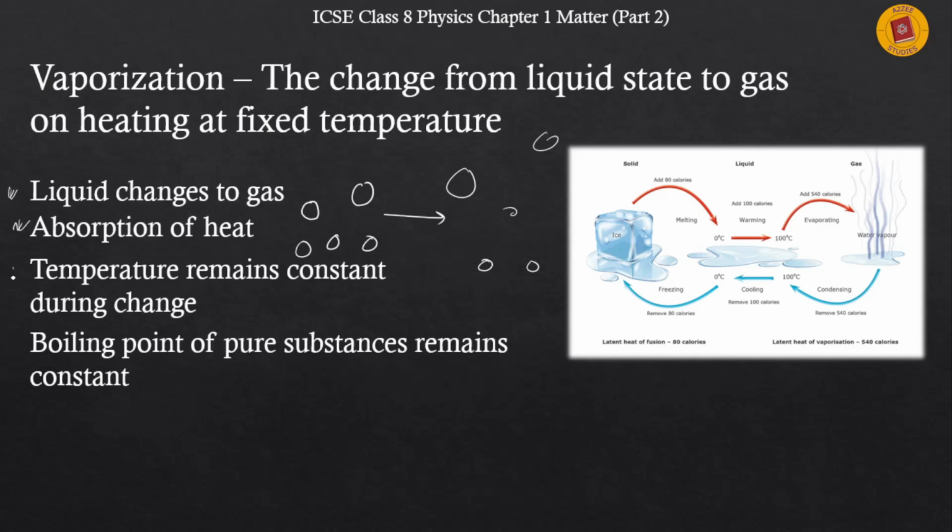Temperature remains constant during change. This is the same phenomenon. If we take water at boiling point, when it is just boiling, the boiling point of water is 100 degrees centigrade. But if we measure the temperature of the steam, just the steam that has formed, we will see that it is again 100 degrees centigrade. This is called latent heat. Just telling you the term, latent heat of vaporization.